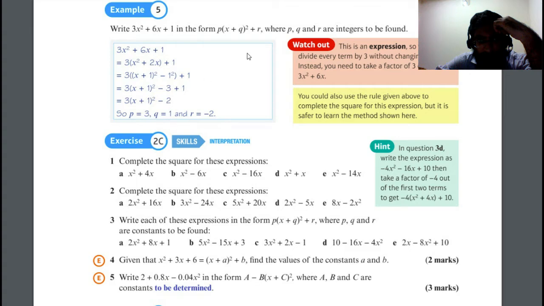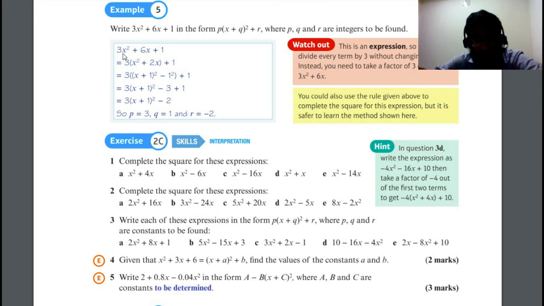Also, another thing: we always put a constant over here, and this constant could have a value of 1 or something else. For example, in equations where there is 3x squared, first we have to divide by 3 so that we have it in the form x squared plus 2x, and then we do the completing square form.